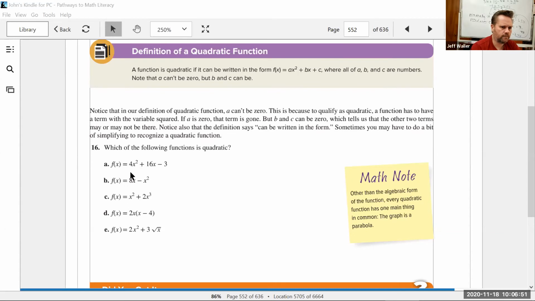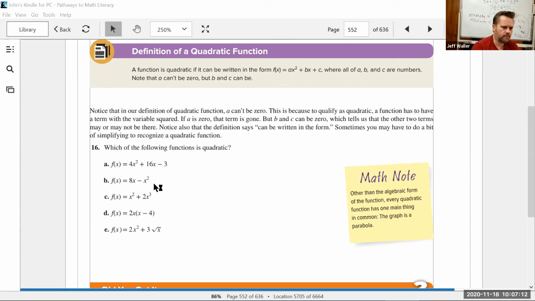No. Why do you say that? It's okay to have, look at what it says up here: B and C can be 0. Oh. So can somebody tell me, I will tell you this, it is quadratic. Can somebody tell me what the value of A is for this one?